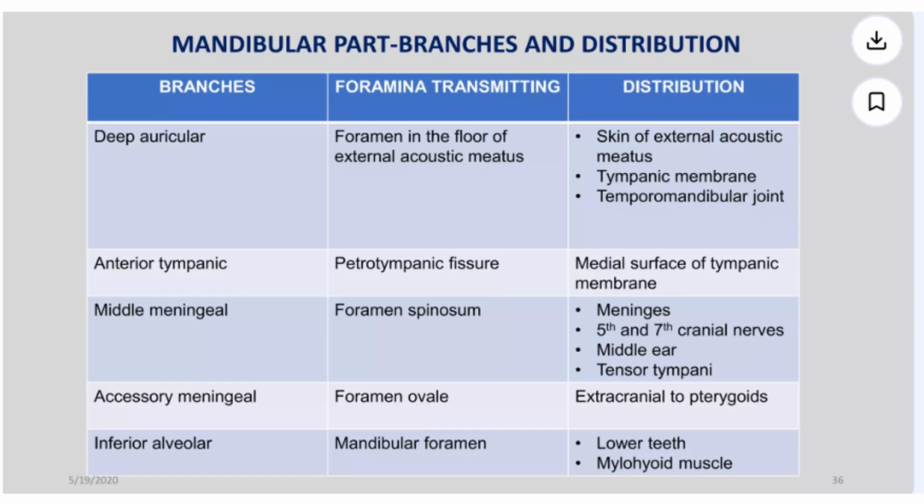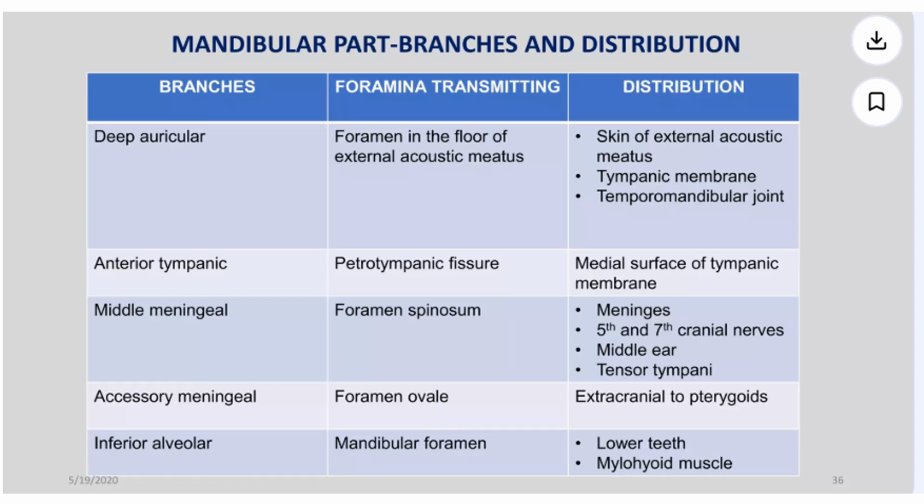Middle meningeal artery, which enters the cranium through foramen spinosum. It supplies the meninges, fifth and seventh cranial nerves, and the middle ear and tensor tympani muscle. Coming to the accessory meningeal artery, it passes through the foramen ovale and is extracranial to the pterygoids. Inferior alveolar artery passes through the mandibular foramen. It supplies the lower teeth and the mylohyoid muscle.